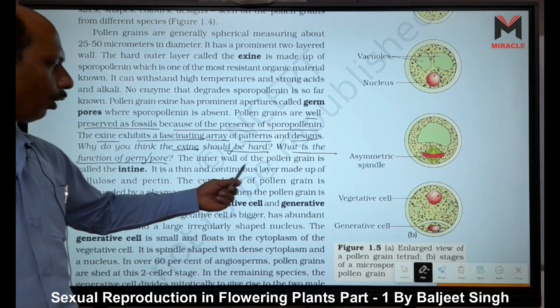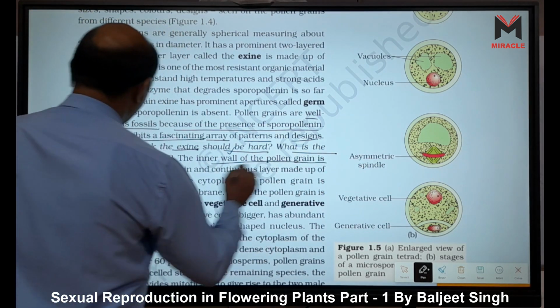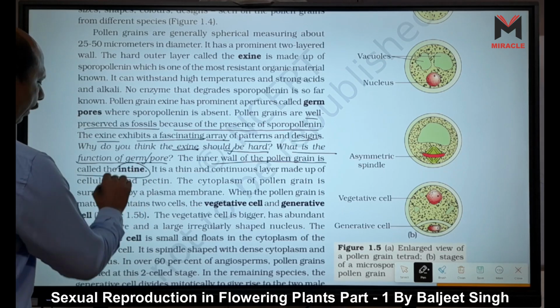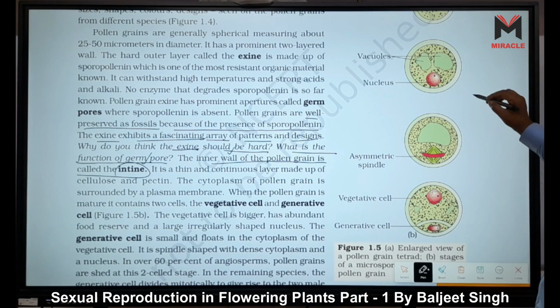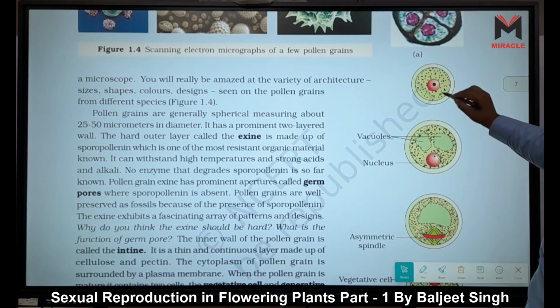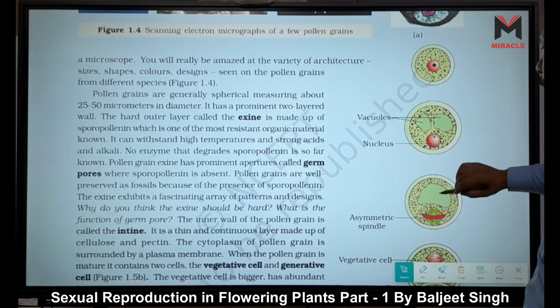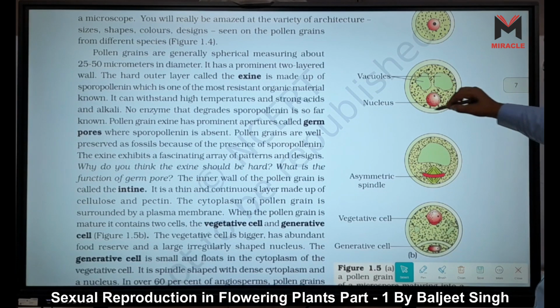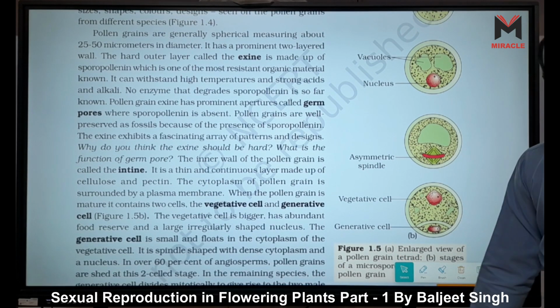The inner wall of the pollen grain, the second wall, is called intine. Here a figure is given, right? Outer exine, inner intine. You can see this, right? This is a pollen grain. Intine, exine, intine. But here the germ pore is not shown. This is a general diagram, and we can say it is the plasma membrane.